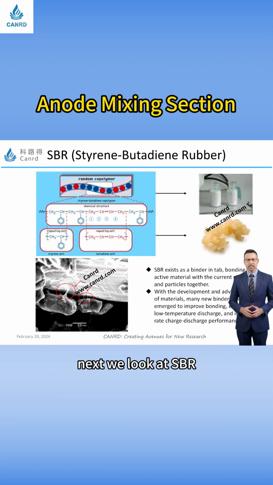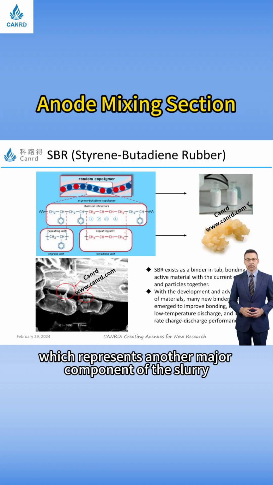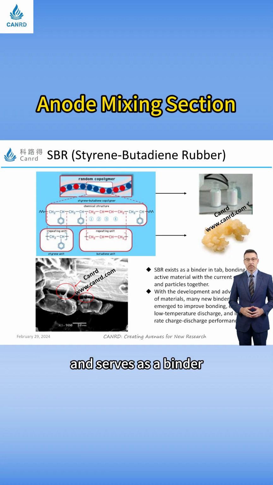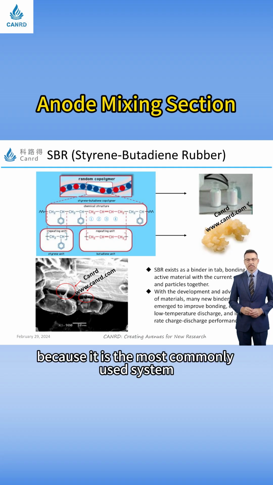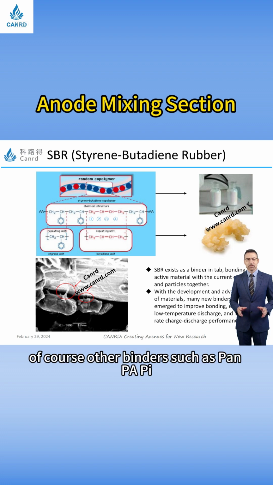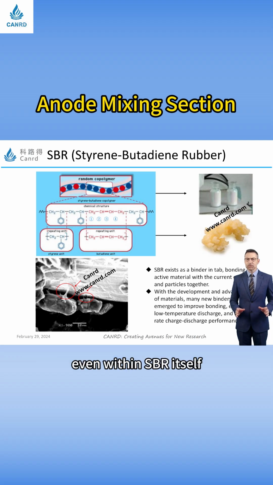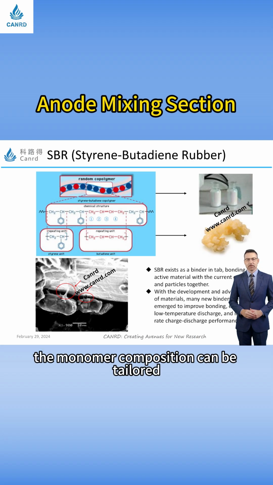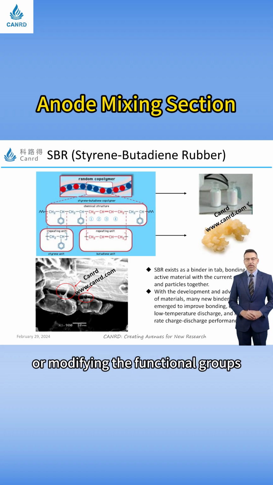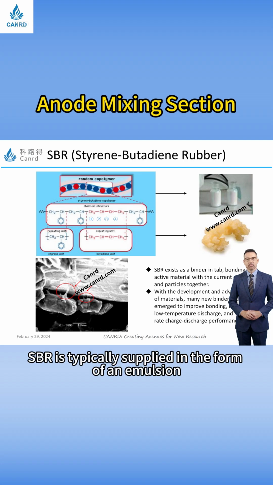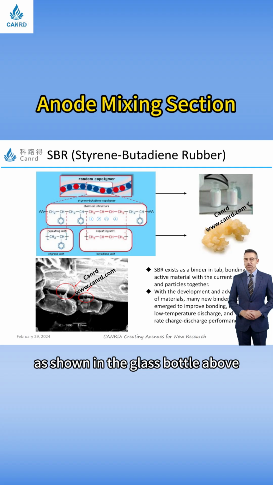Next, we look at SBR, which represents another major component of the slurry and serves as a binder. Here, I use styrene butadiene rubber as an example because it is the most commonly used system. Of course, other binders such as PAN, PA, PI, and sodium alginate have also been introduced in recent years. Even within SBR itself, the monomer composition can be tailored, for instance, by incorporating new monomers or modifying the functional groups. SBR is typically supplied in the form of an emulsion, as shown in the glass bottle above.